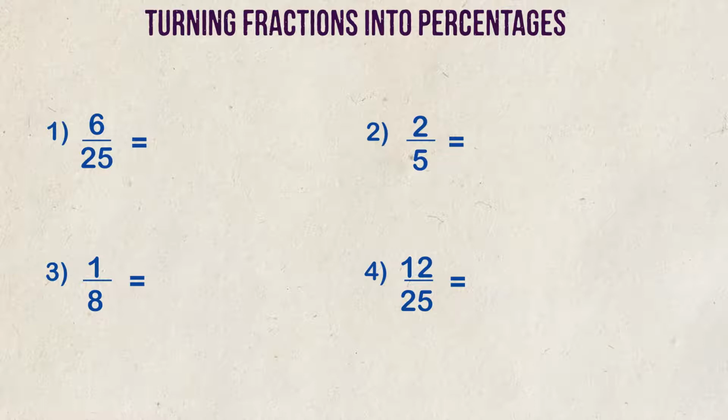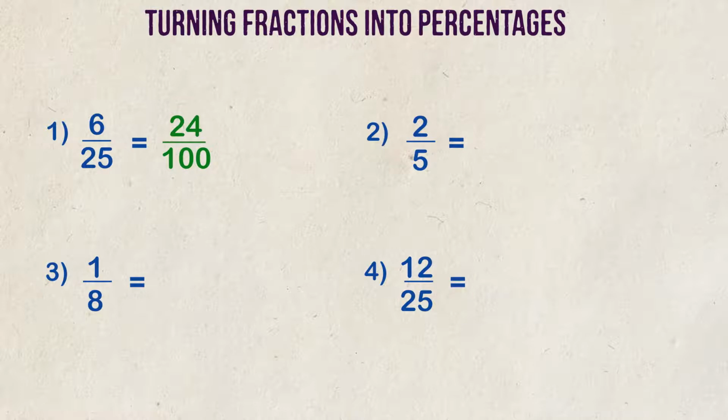Example 1. Let's turn 6 over 25 into a percent. The word percentage literally means per 100 and is shown as a fraction with a denominator over 100. So the easiest way to convert this fraction to a percentage is to create an equivalent fraction with a denominator of 100. We can see that 25 goes into 100 a total of 4 times. If we multiply the denominator of 25 times 4, we get 100. To create an equivalent fraction, we also need to multiply the numerator of 6 by 4 also, which gives us 24. Our new fraction is 24 over 100.